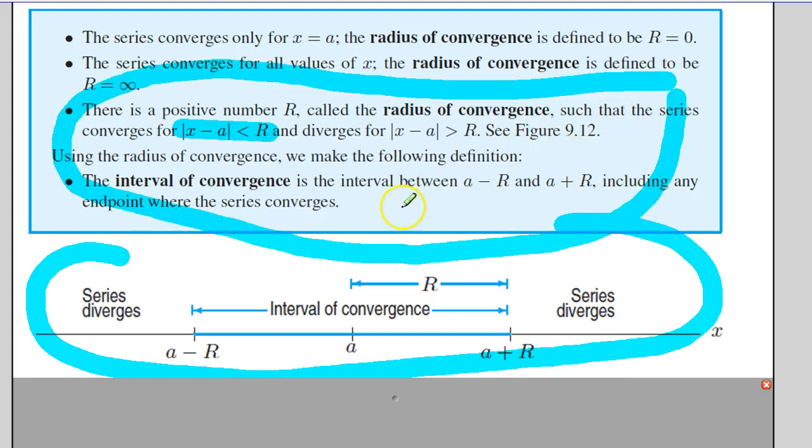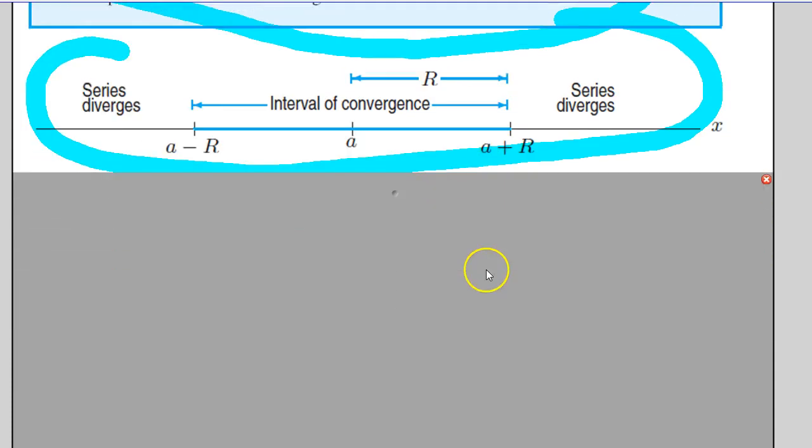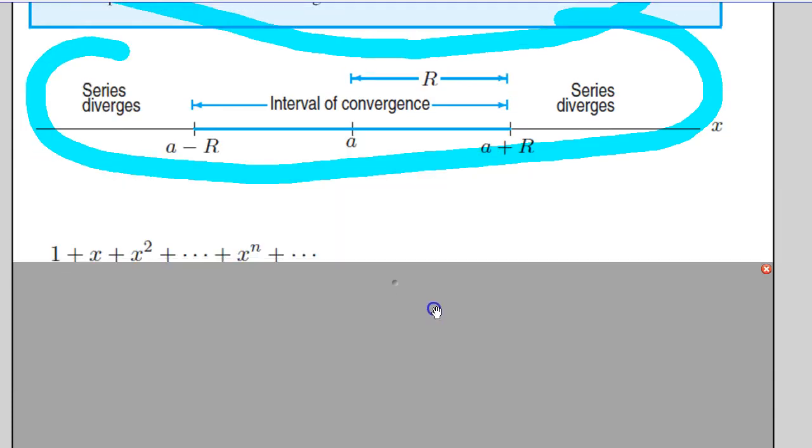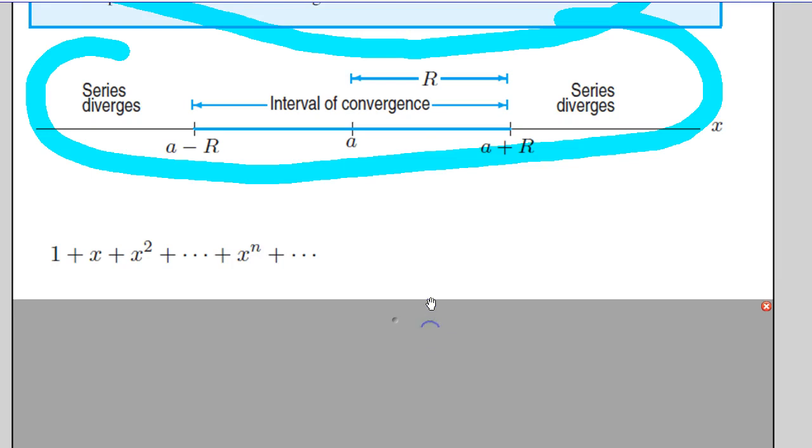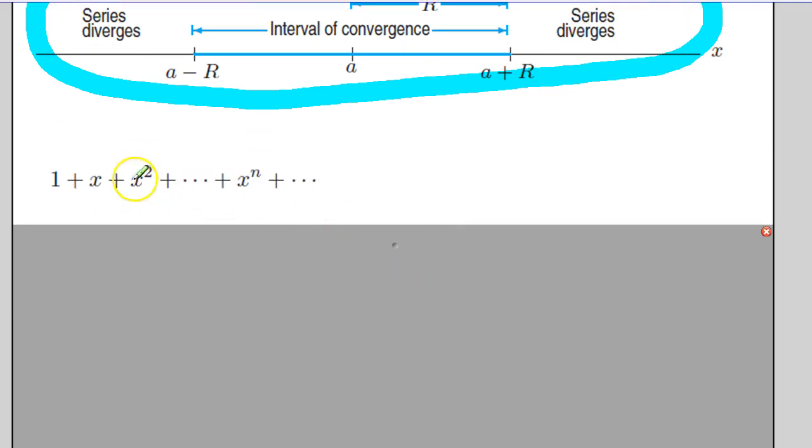Now, the interval of convergence is an interval between the values a minus positive r and a plus positive r. So that's where we get the radius of convergence from. All right, so let's take a look at an example right here. And as you can see, this is a very familiar series.